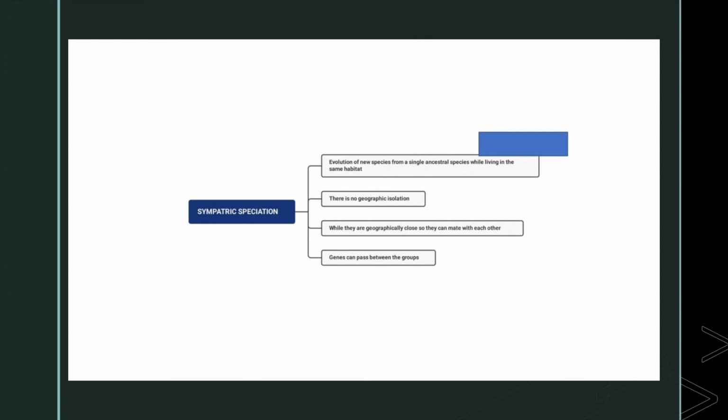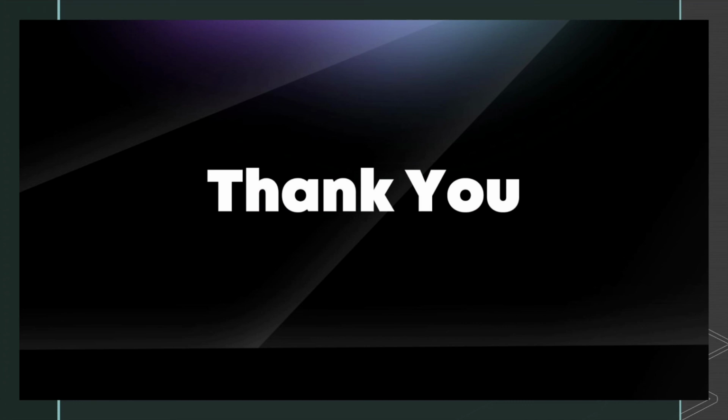Next, sympatric speciation. What is sympatric speciation? The evolution of new species from one ancestral species living in the same habitat is called sympatric speciation, and polyploidy takes place in feeding patterns leading to this speciation, and there is no geographic isolation. Example, tobacco.